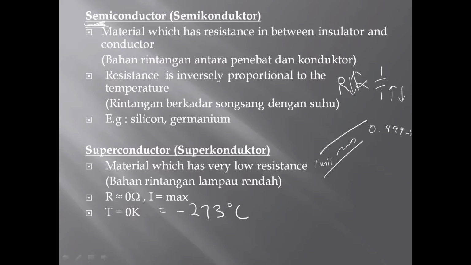So, we have the only one and only example that we can give to you, called mercury. Because mercury is a liquid metal. Dia merupakan logam berbentuk cecair. So, dia sesuai digunakan di sini. Understand? So, that is the part that we need to tell you about this.